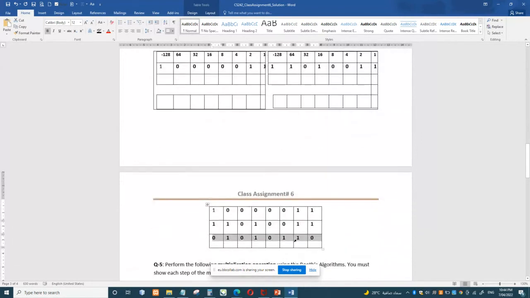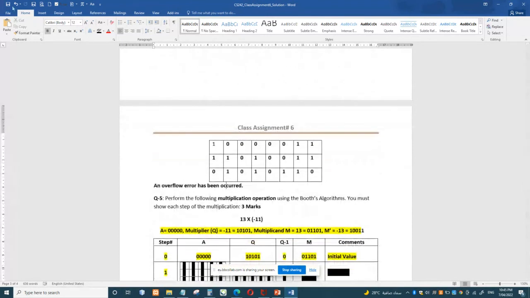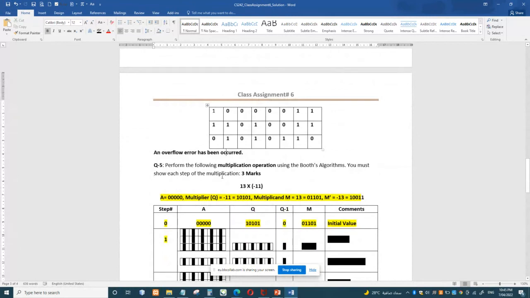And how do you know that? Because we got a positive result. So an overflow error has occurred. Why did an overflow error occur? Because we got a positive number, and we know that when you are adding two negative numbers, if we get a positive number, that means an overflow error occurred. But our job is done. We can go to the next problem, question number 5.